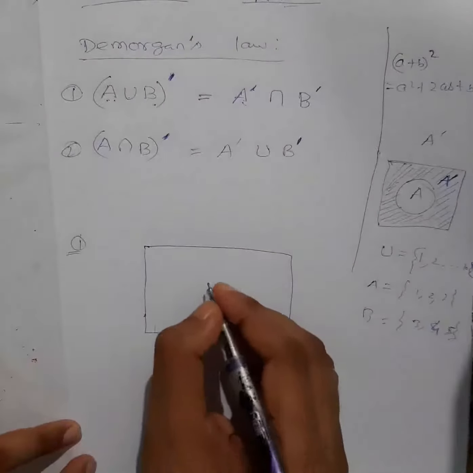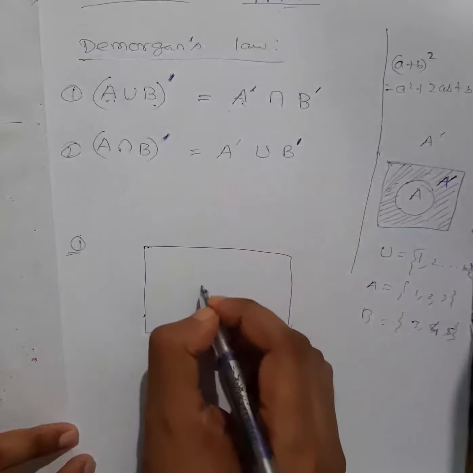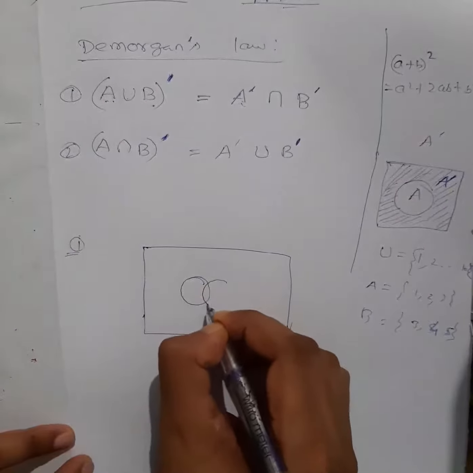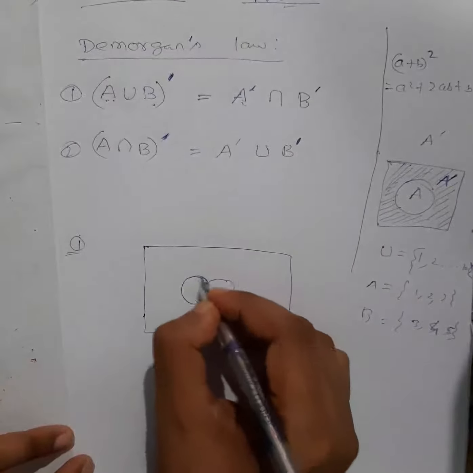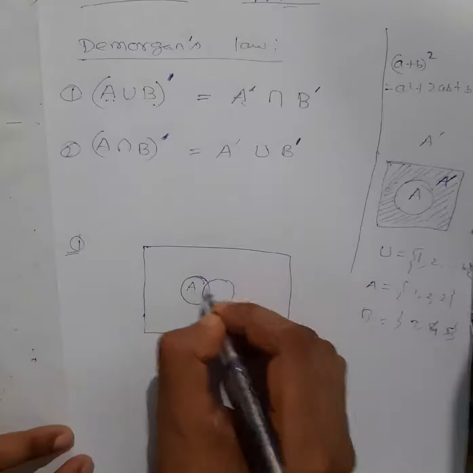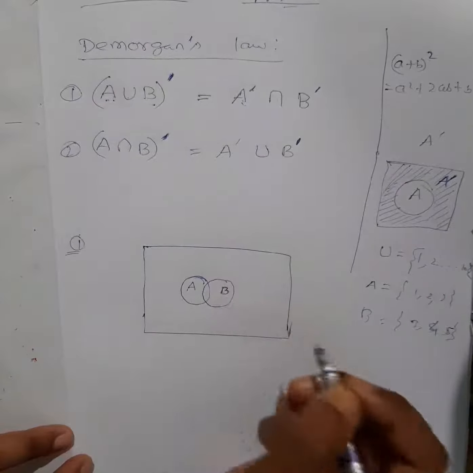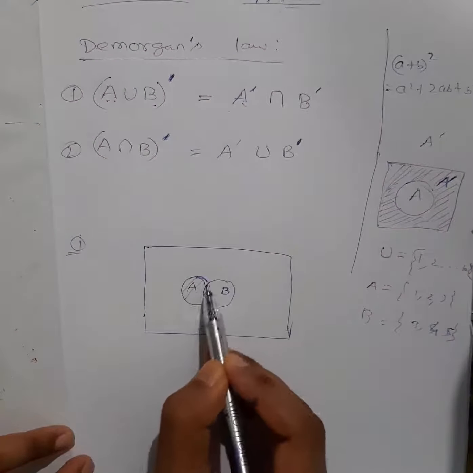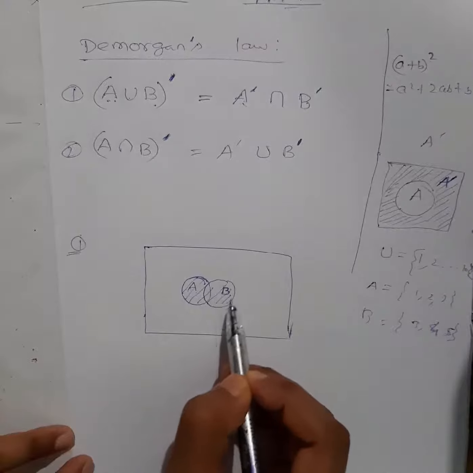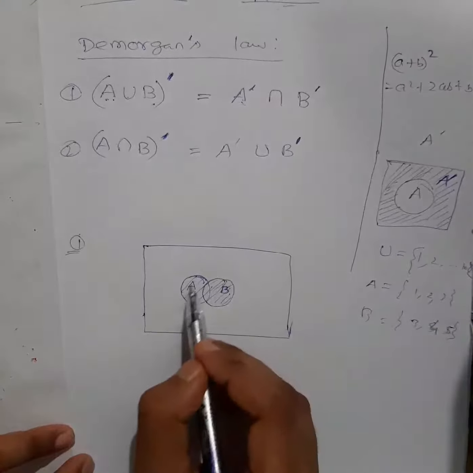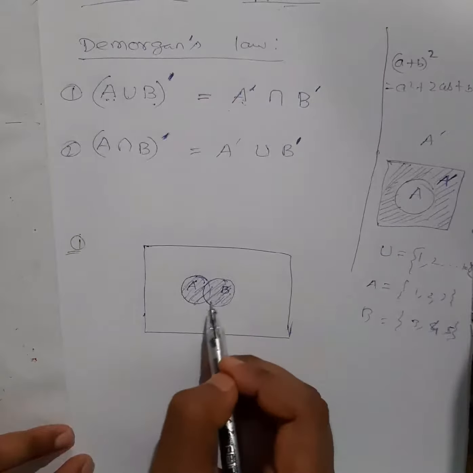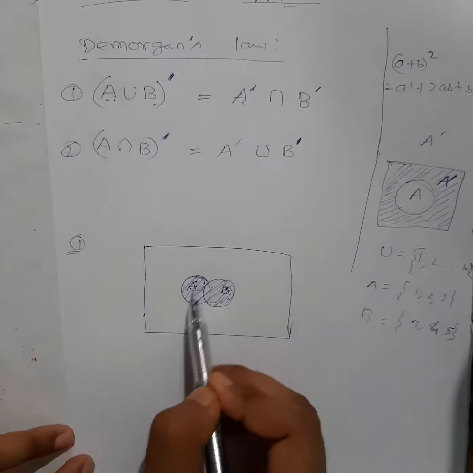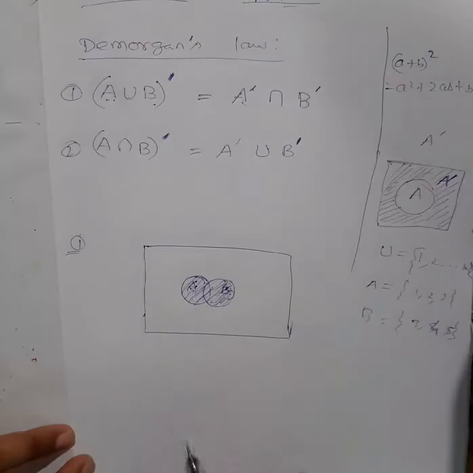You can see here carefully, A union B, what will it be? First thing, suppose this is your set A and this is your set B. Suppose there is a common region also. So A union B will be which portion? Obviously this portion, right? So this is your A union B. A union B means all elements of A and B will be here only, right? So A union B will be this portion.